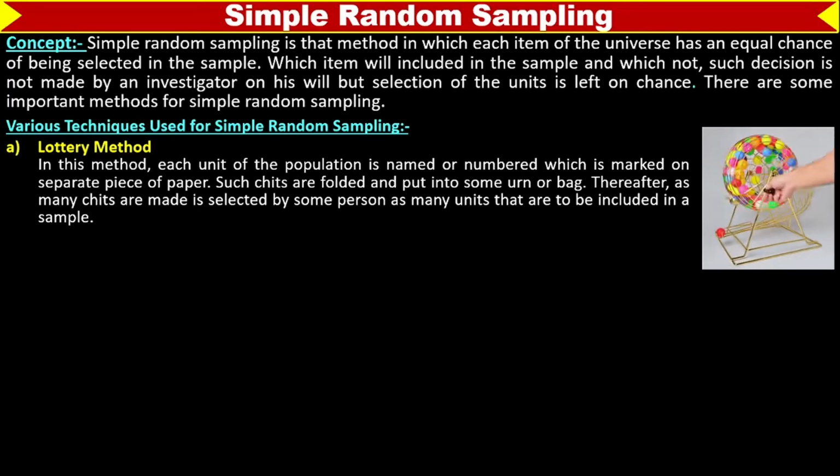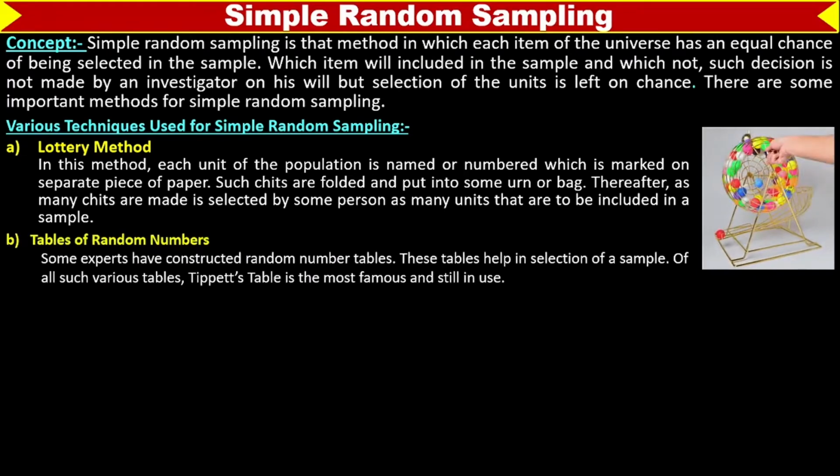In this method, each unit of the population is named or numbered, which is marked on separate piece of paper. Such sheets are folded and put into some urn or bag. Thereafter, as many sheets are selected by some person as many units that are to be included into a sample.